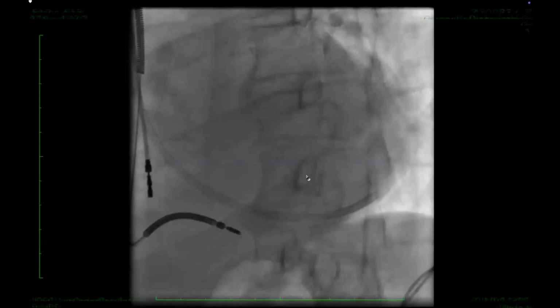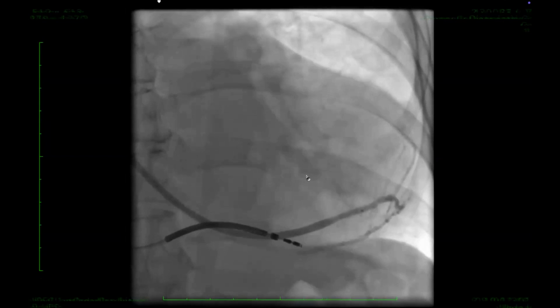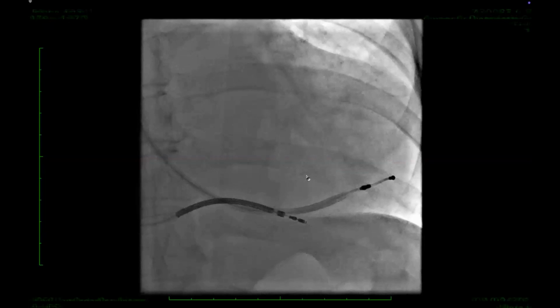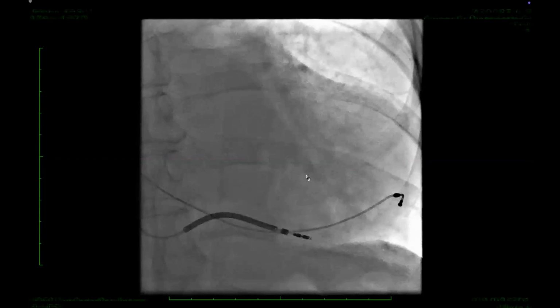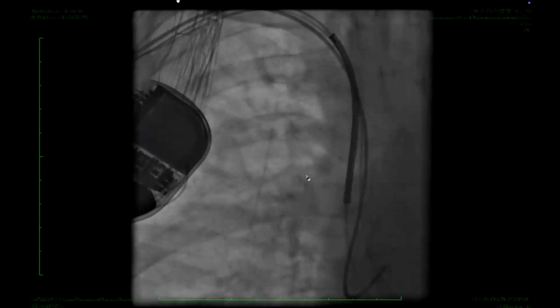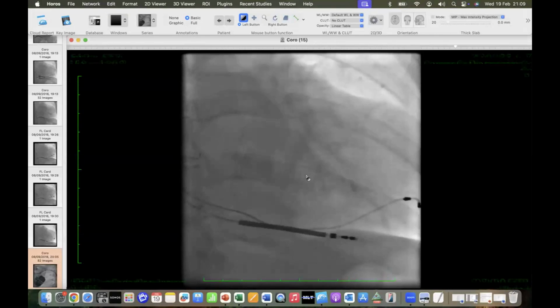And we found ourselves in a small branch. Look at that. Look at the anatomy there. It's really weird, isn't it? But ultimately, in the LAO view, it found a relatively good option for lead placement, and that's where the lead was eventually placed. So I've demonstrated a few. We can continue this atlas.